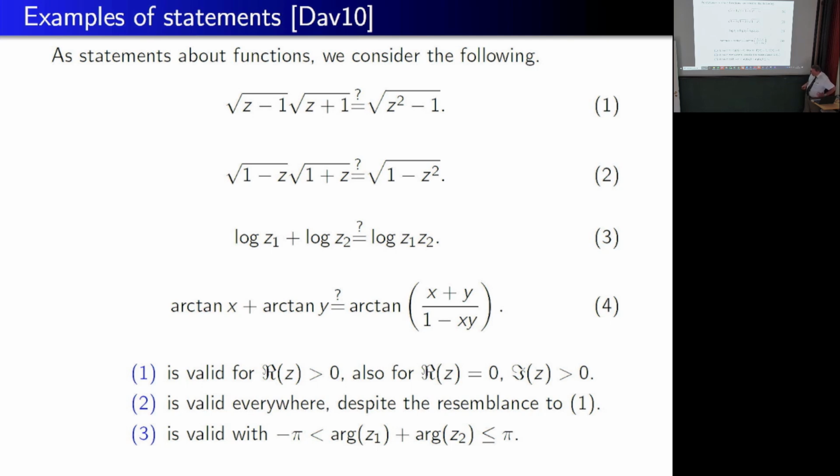And the argument, question 4, is of course the same, but purely about real numbers now. That's why I'm using x and y rather than z. Even for real x and y, it's only valid when xy is less than 1.